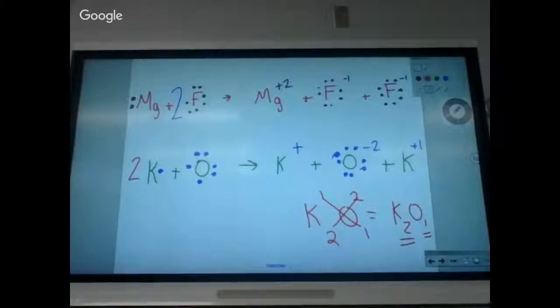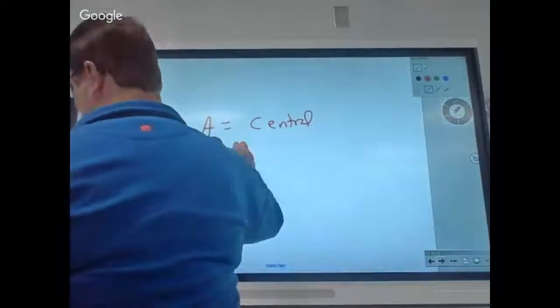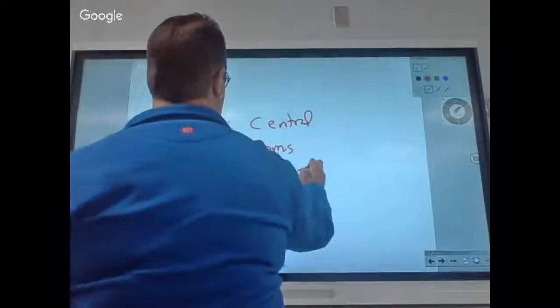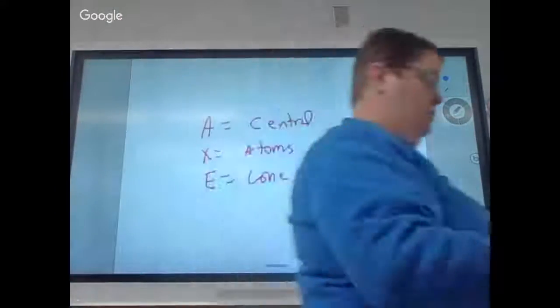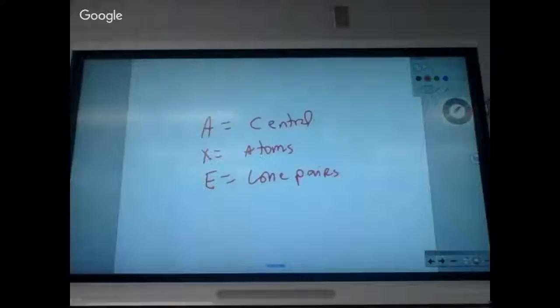Okay? Now, part D. A stands for the central atom. A equals the central atom. X equals the atoms. And E equals the lone pairs. All right, so for example, in number 2, A is the central atom, X are the number of atoms, E are the lone pairs. So if it says A is the central atom, X is the number of atoms, and E is the lone pairs, what would the geometry be?